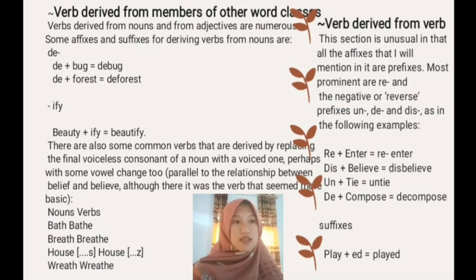And next, verb derived from verb. This section is unusual in that all the affixes that I will mention in it are prefixes, and most prominent are re- and the negative or reverse prefixes un-, de-, and dis-, as in the following examples. Re plus enter becomes re-enter. Dis plus believe becomes disbelieve.